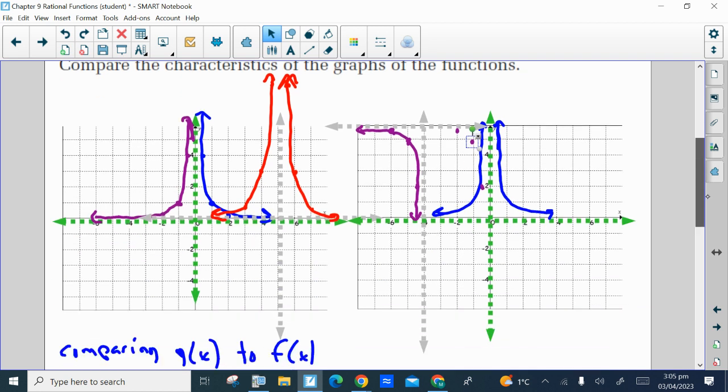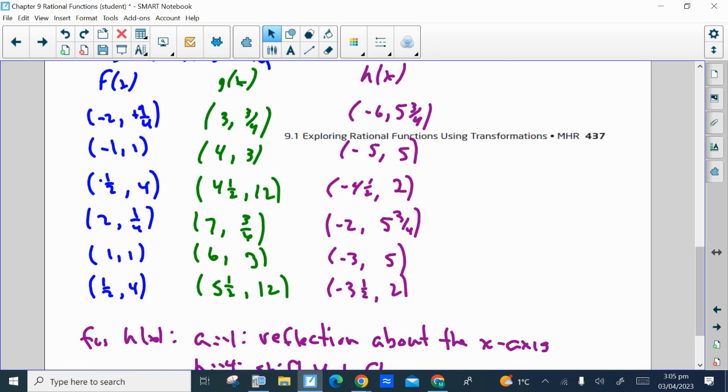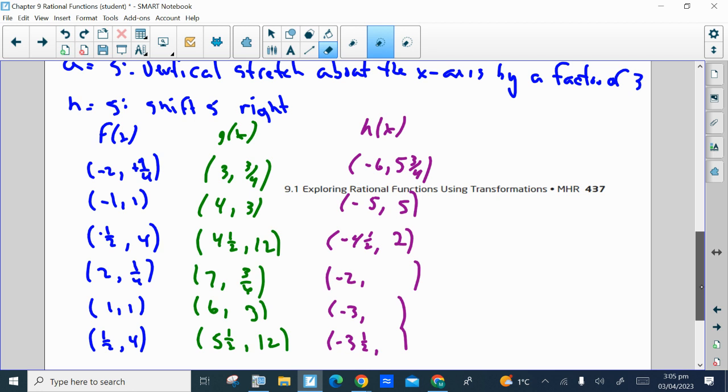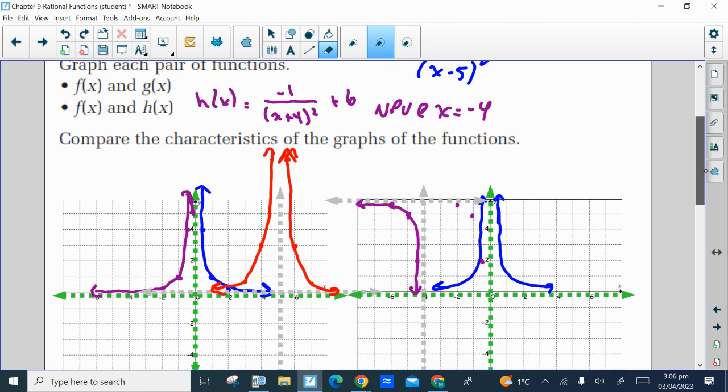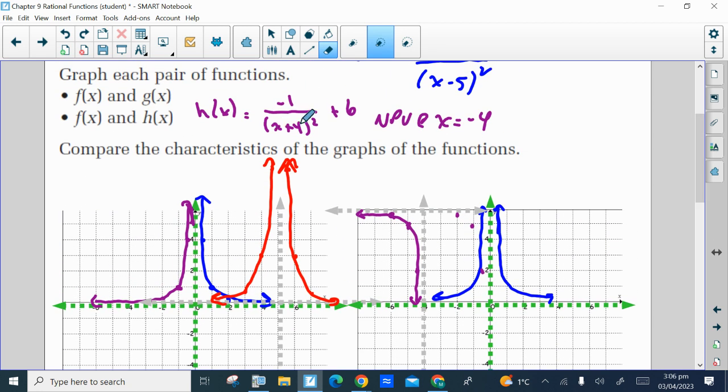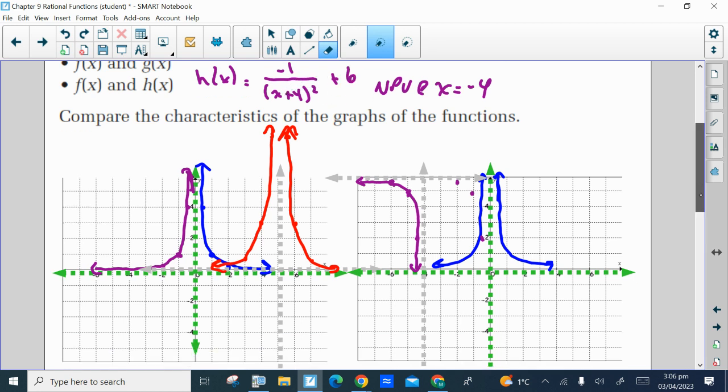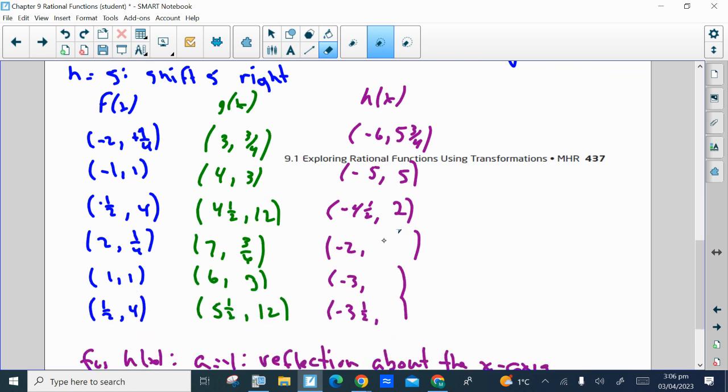No, I don't have it right. I got these ones messed up. So let's fix them. When x is -2 up here, -2 plus 4 is +2. Squared is 4. We're going to have -1/4 plus 6, which is 5 3/4. So that was right.